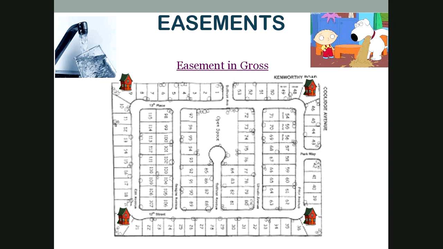So how do we get these utilities? How do we get water and plumbing to this neighborhood, to these homes? Well, you do it by an easement in gross. And so you give the water company an easement to run pipe through the yard, to bring water to your home.